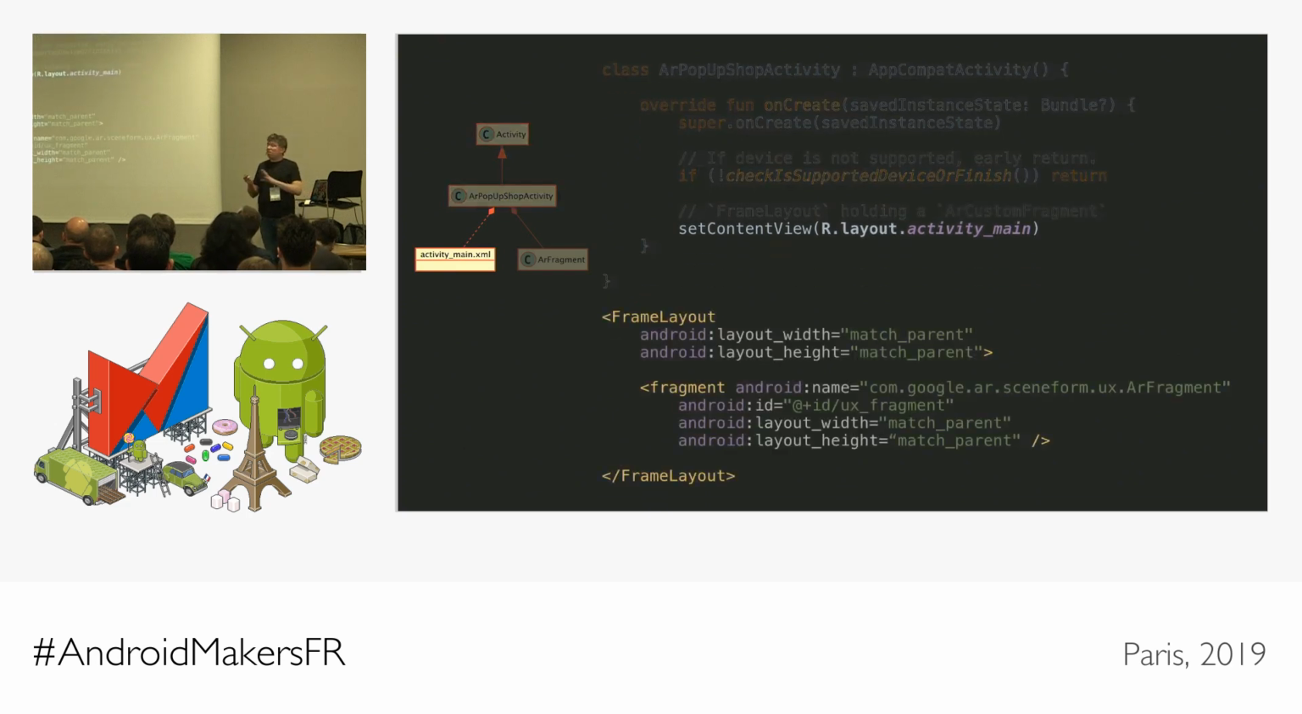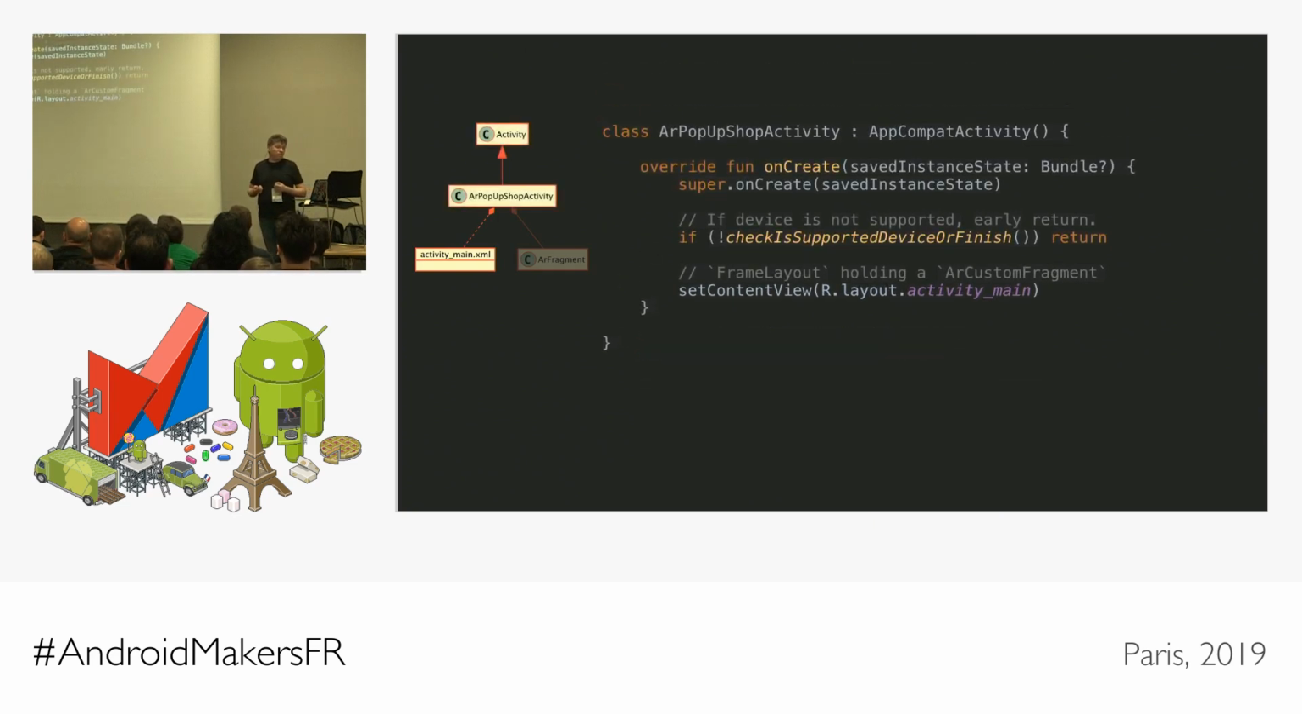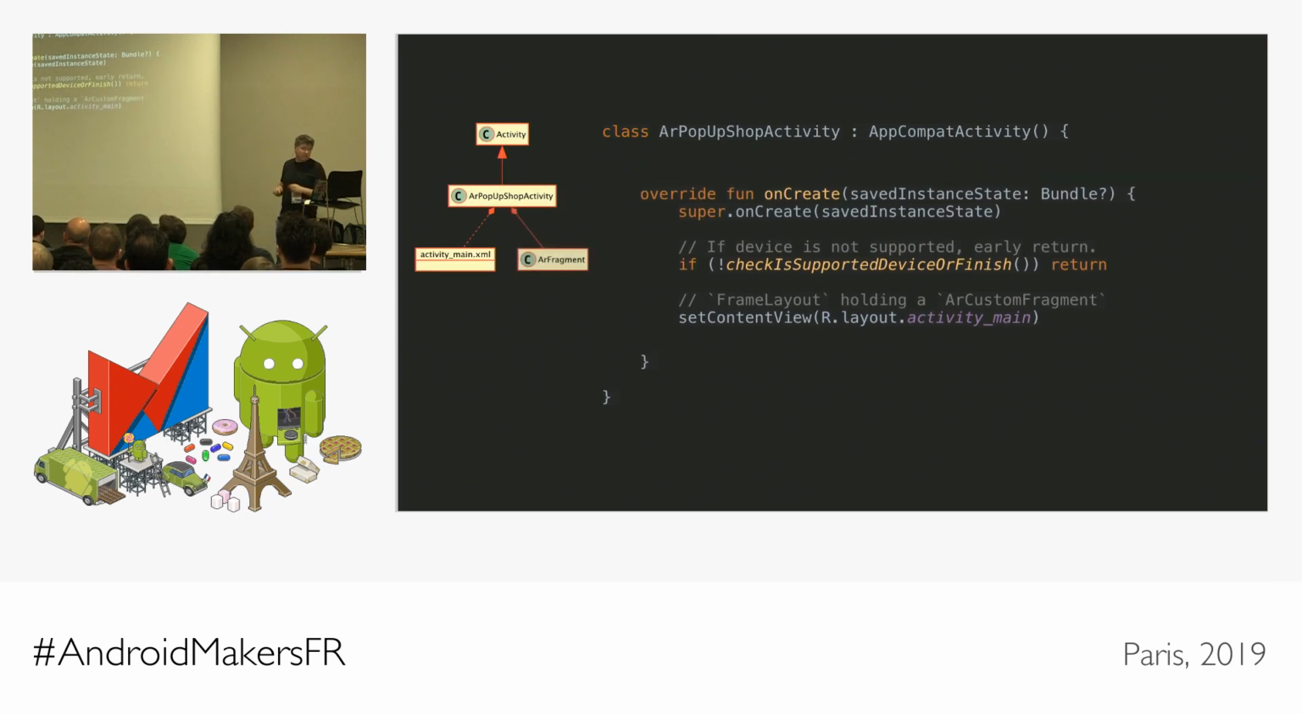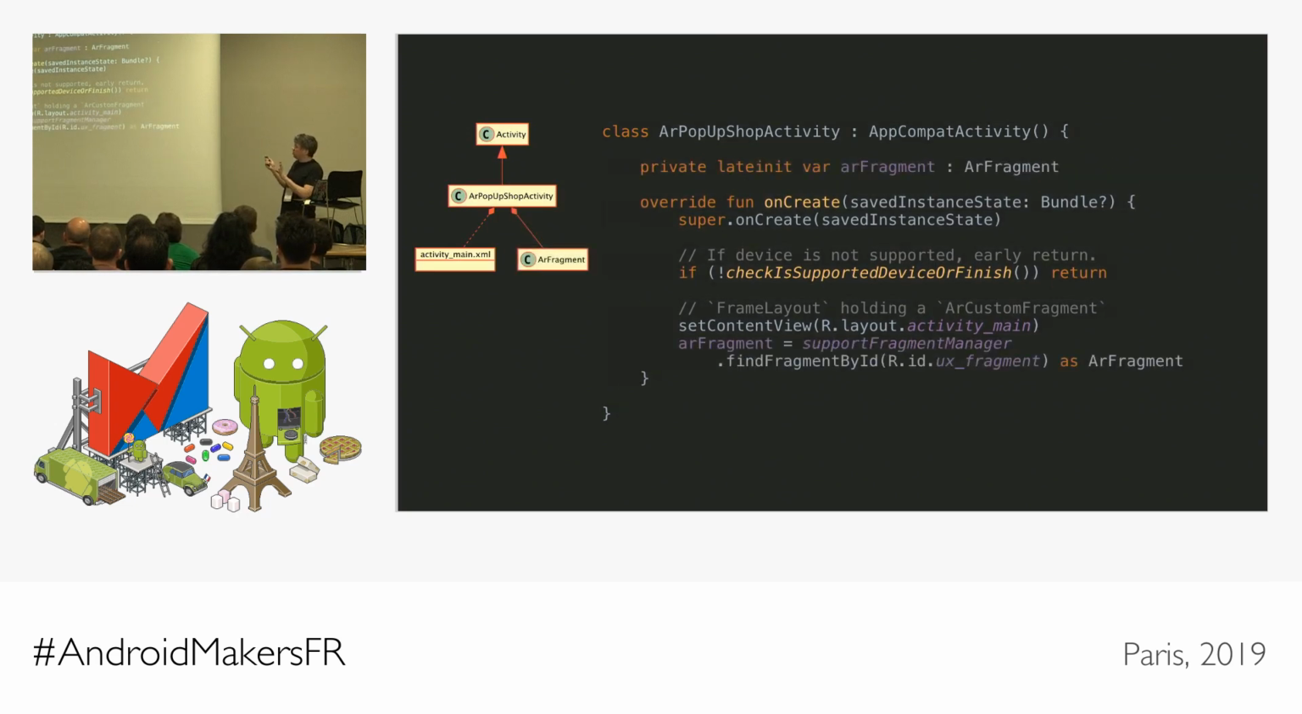So we add it to our activity main.xml. Pretty vanilla stuff so far. We do give it an ID because to manipulate ARCore and to interact with the system, we do need to have that AR fragment on hand. So right now we're going to look up that fragment right away, hook it into our activity, and we're done. You can see on the UML diagram, the basics are covered.